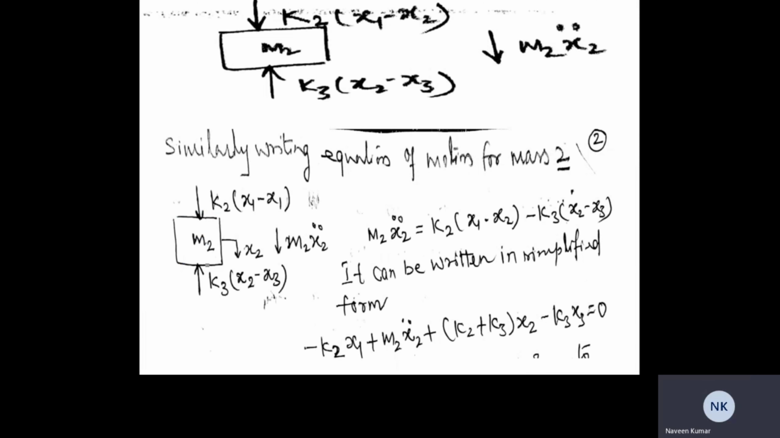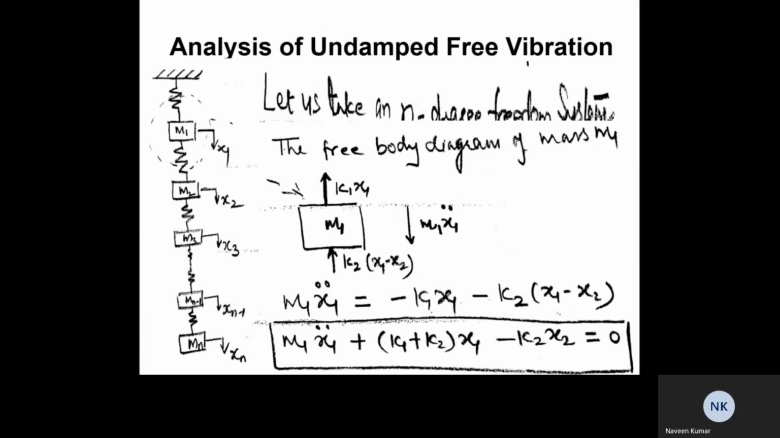Similarly, in this way we can write all the equations for all the masses in the system. Now here, while writing the equation of motion for the nth mass, you would find that this mass is connected with only one spring, that is upward.